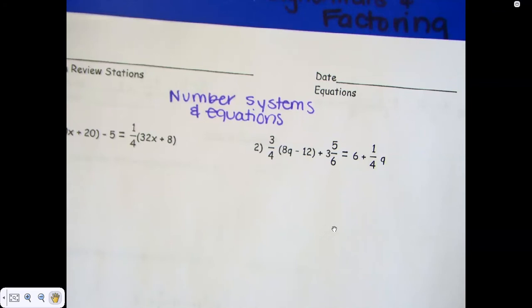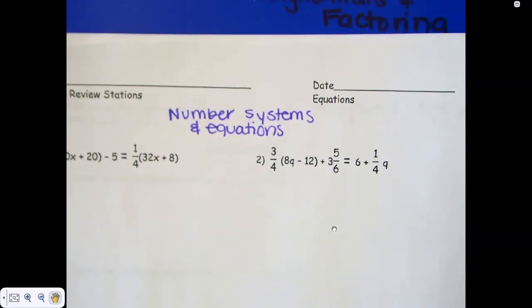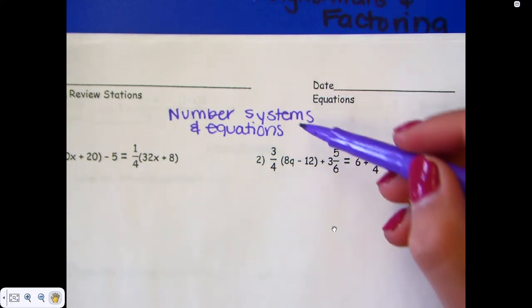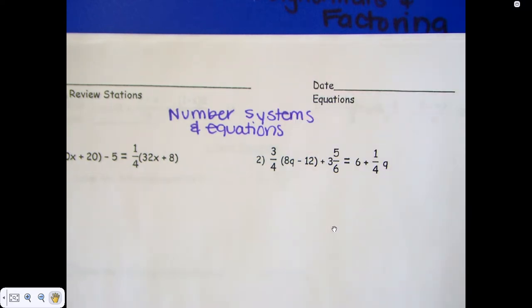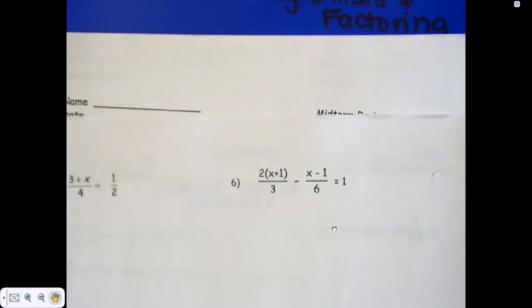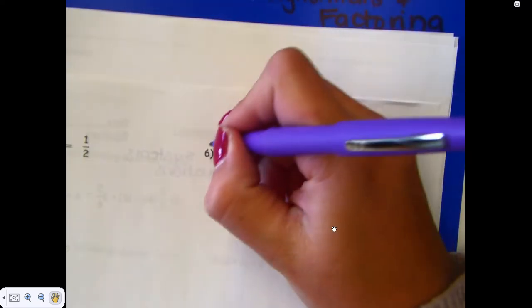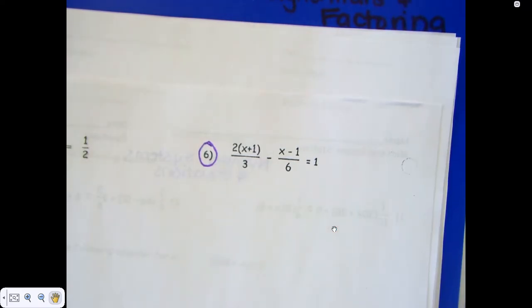Talk about equations, all types of equations, inequalities, everything like that. So if you want to look for anything in this topic, you're going to look at number systems and equations in your OneNote. I'm going to flip this page to do number 6 on the back. I think this is a better one to do.